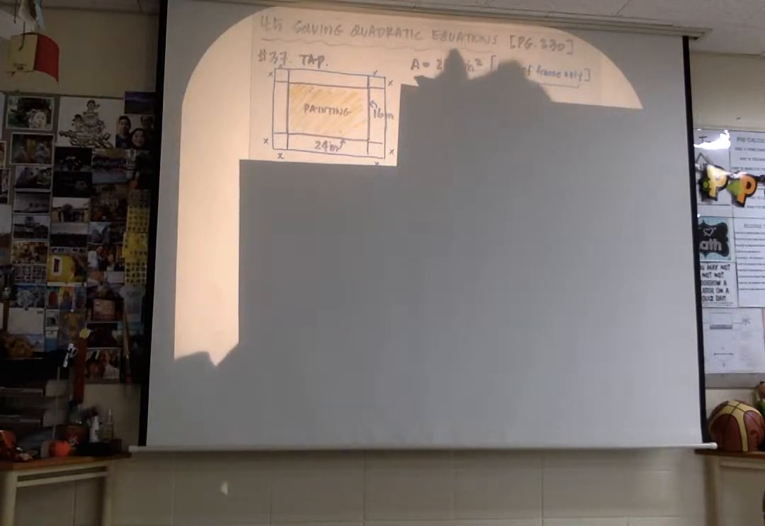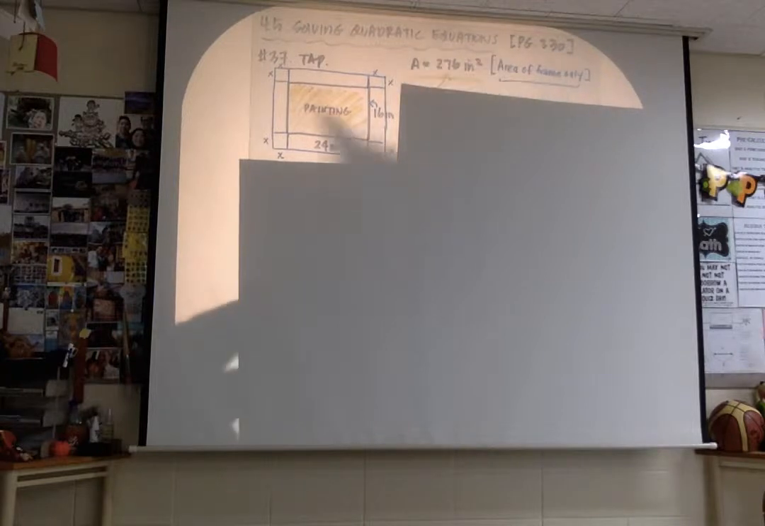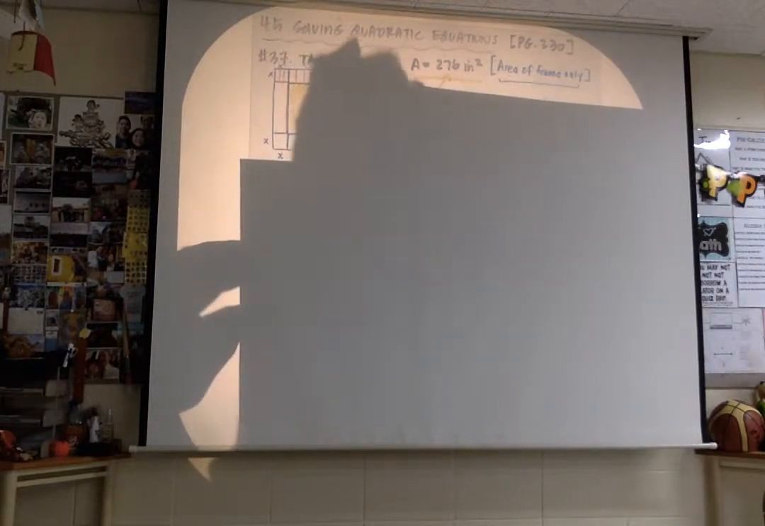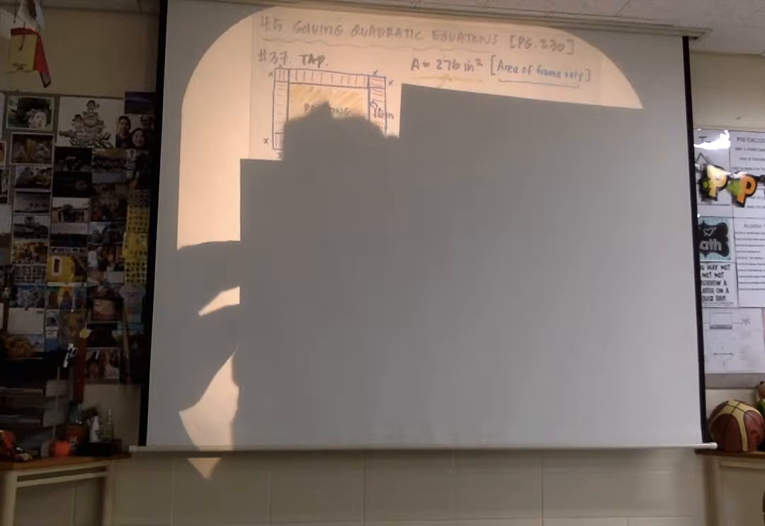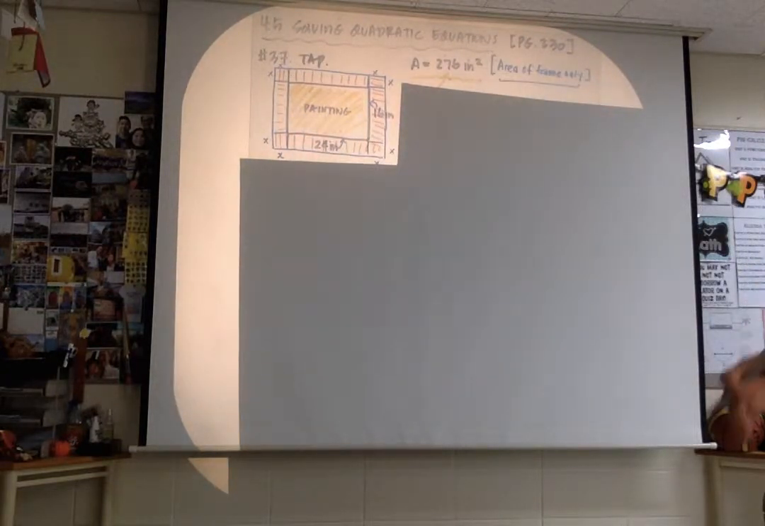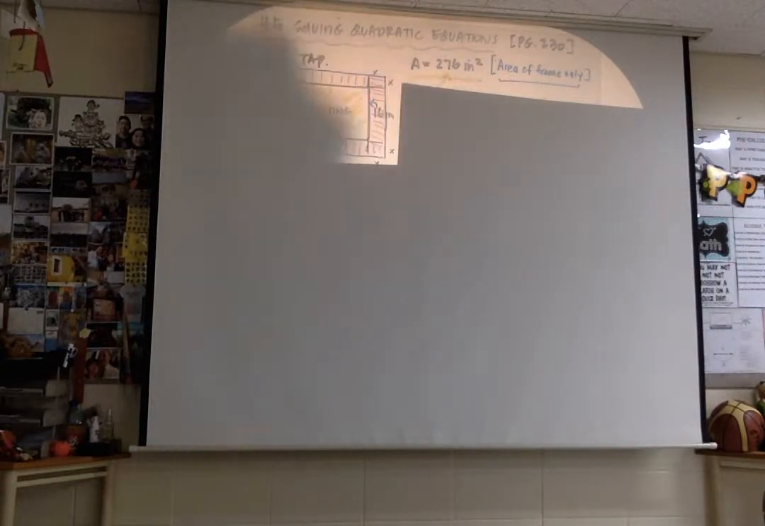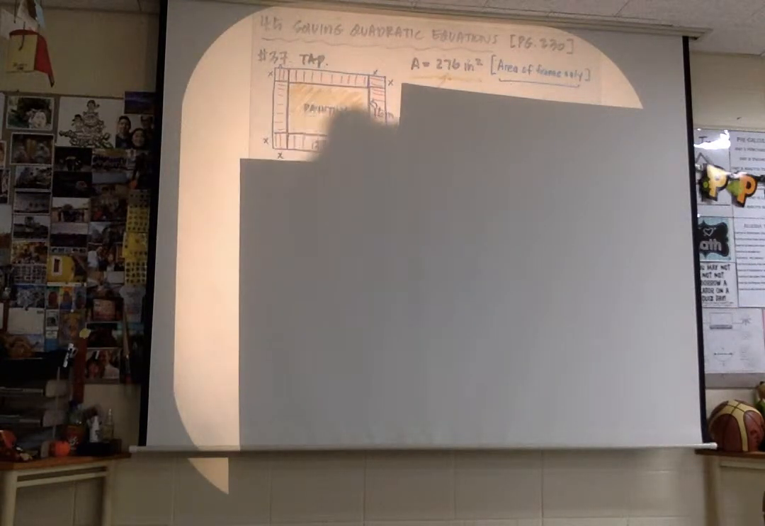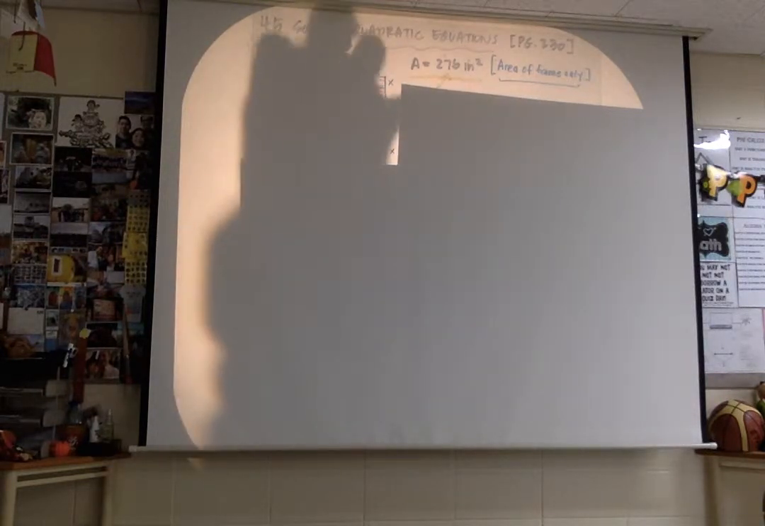And you guys, you have to understand the area that they provide you is of the frame only. You have this much area of just the frame. The area of this framed area is actually 276, okay? You just have to understand that. So you guys, let's think about this. We have the whole painting frame, and we also have the painting. So we take the whole minus the painting.